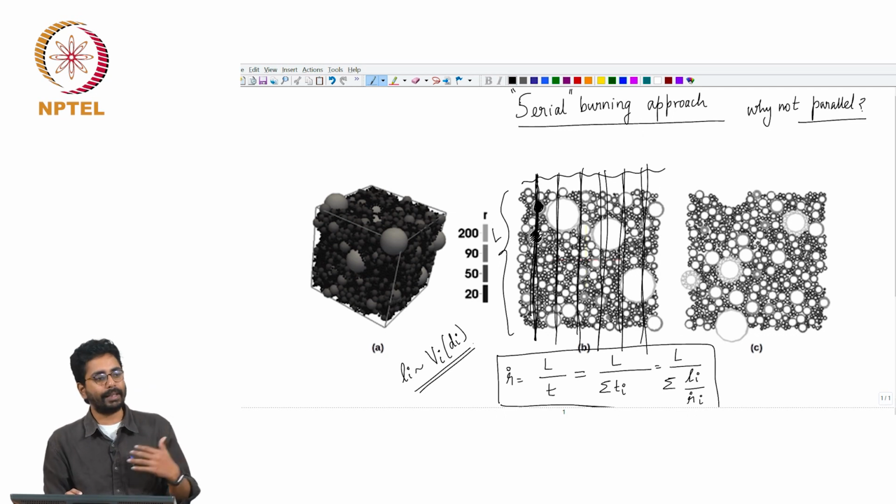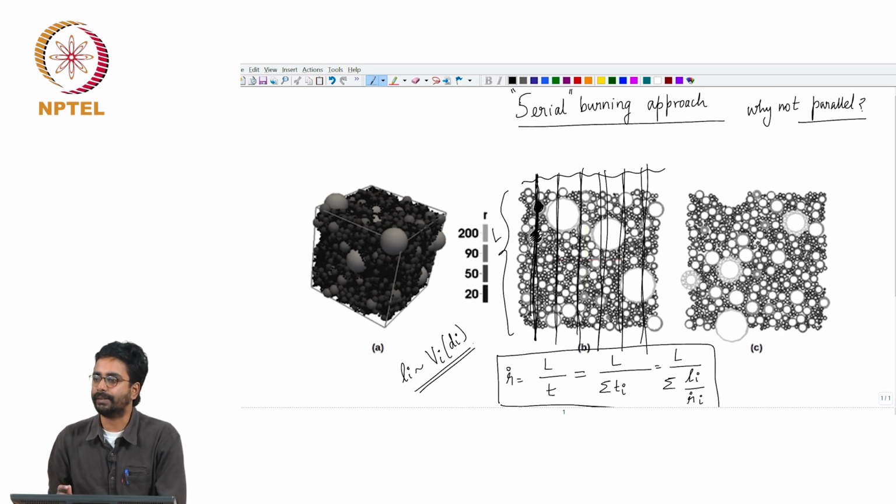So, if you draw a random line through a cube containing spheres of different sizes, the probability that the line intersects a particle of size di is proportional to the volume occupied by that particle. Okay. So, this is the serial burning approach.